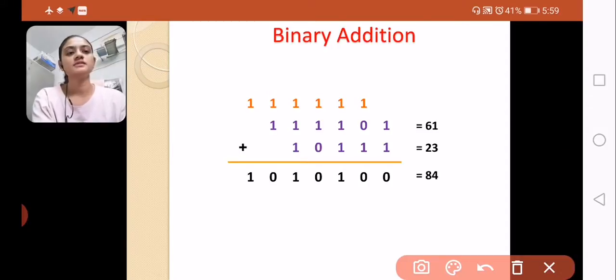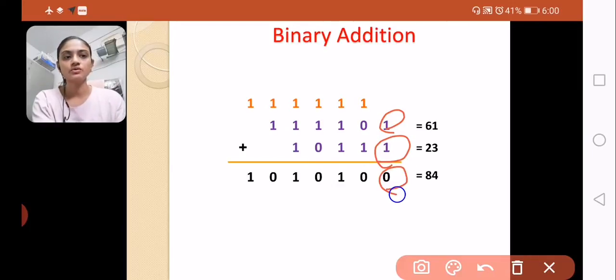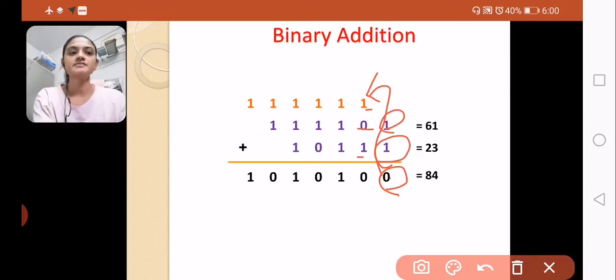Here we will start from the right hand side. First bit of first number is 1, first bit of second number is 1. So remember that table. If we add 1 plus 1, the sum will be 0 and carry will be 1, so it is forwarded here. Okay, now in the next position, 1 plus 0 plus 1, so again 1 plus 1, that will give sum as 0 and carry will be forwarded here.